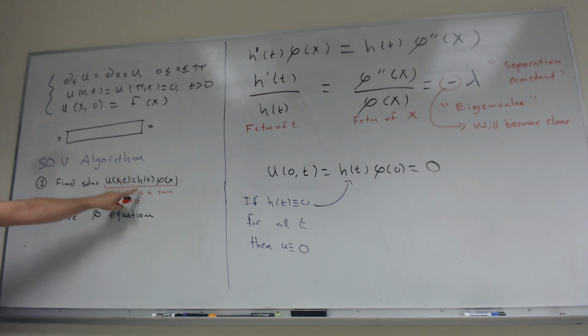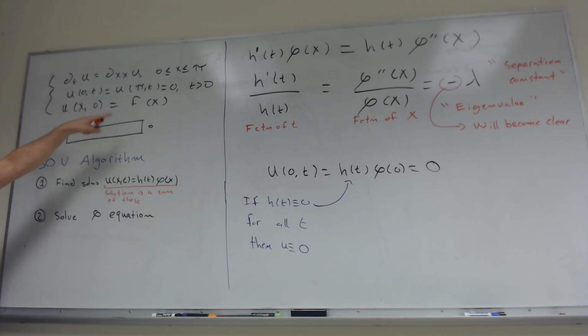Because u is equal to h of t times phi of x. If h of t is 0 for all values of t, then u is going to be identically 0. That is a solution to this part of the equation, aside from the boundary or initial conditions. But we're going to throw that solution out. One, because it's not going to work well. We're going to have an infinite number of these solutions, and we're going to add them all up. Adding the 0 function doesn't make any sense. It also doesn't satisfy the initial condition here, but that's not the main reason.